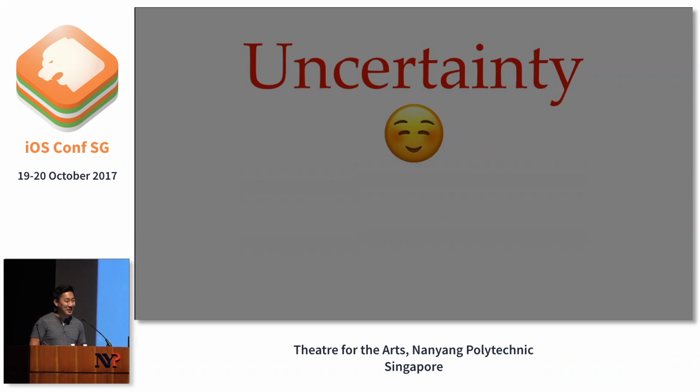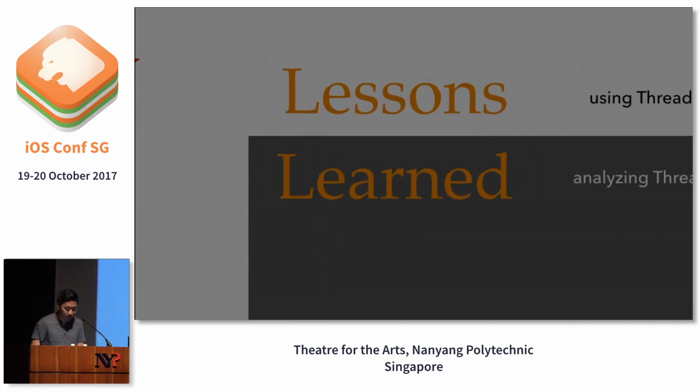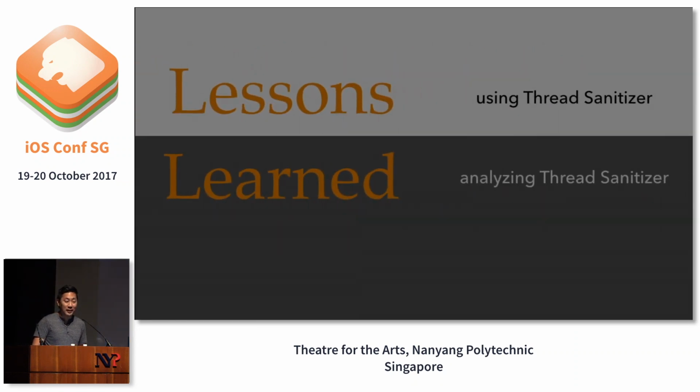But as we do more complex things like network access and image processing and things that take a long time, we have to do these on background queues. We have multi-core mobile devices now, so we need to think more about concurrency and the complexity that it brings. So we've seen how the thread sanitizer works and the kinds of problems it can help you find. Let's sort of wrap up and talk about some lessons learned. So again, with the 2 color themes here. What are the lessons that I learned using the thread sanitizer, and what are the lessons learned by analyzing the thread sanitizer?